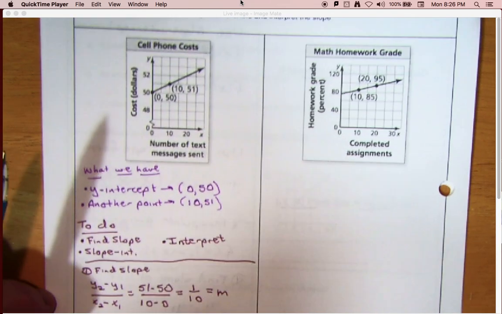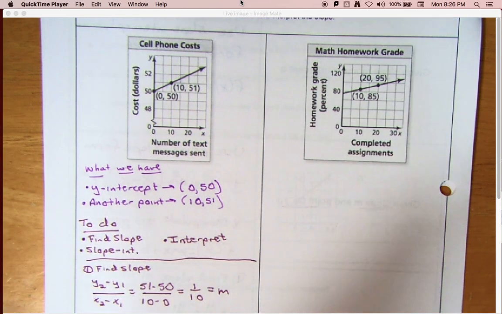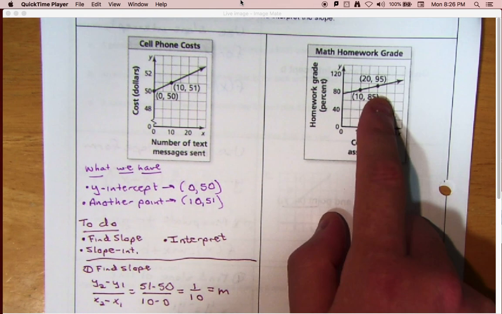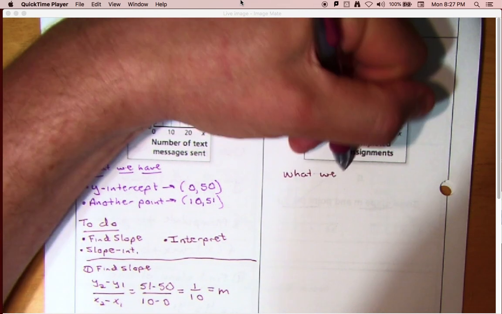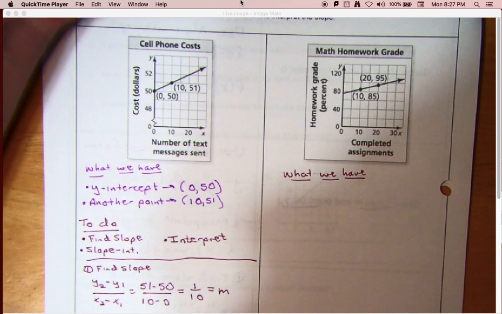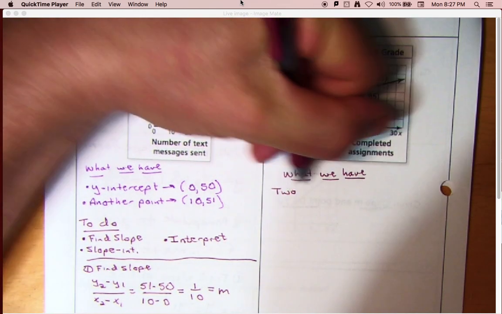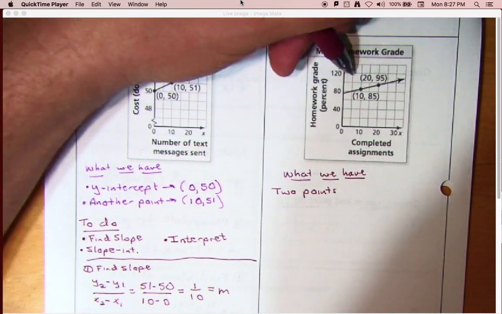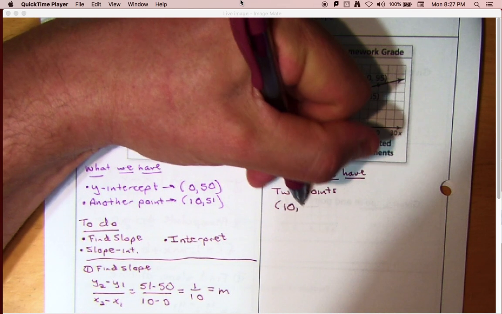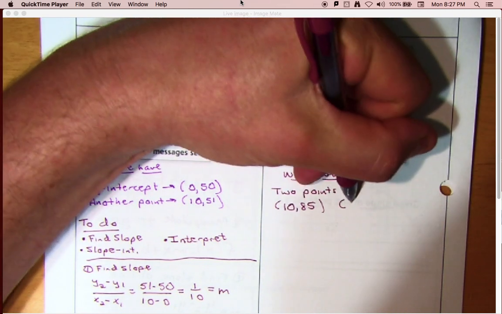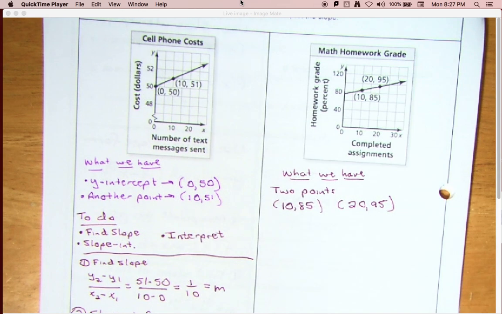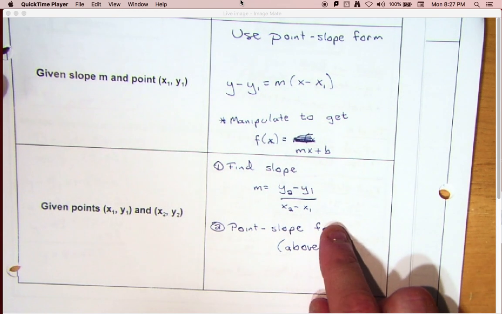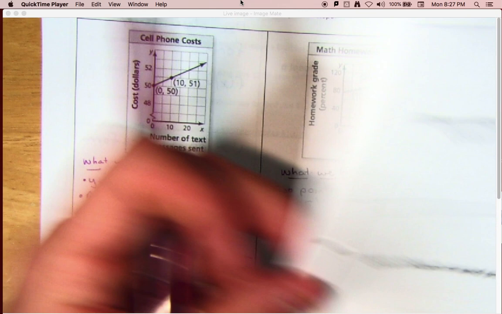All right, looking at the second example problem. Let's see, what do we got going on here? So it looks to me like we've got 2 points. My first point is (10, 85). And my second point is (20, 95). So if we go back to the previous page and look at what we're supposed to do if we have 2 points, it's right down here. We're going to find the slope first, and then we're going to use the point slope form.